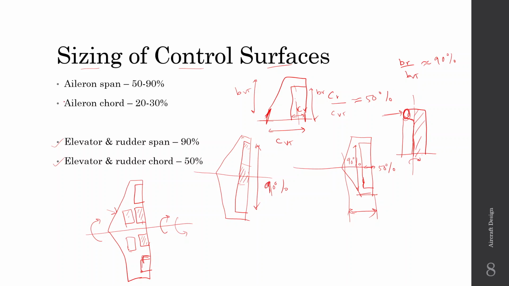Finally, the aileron span can vary from 50 to 90%. There is a huge variation, but for large commercial transport aircraft, it is on the order of 50%. It is placed near the tips, and the aileron chord is 20 to 30%. So this distance is 20 to 30%.